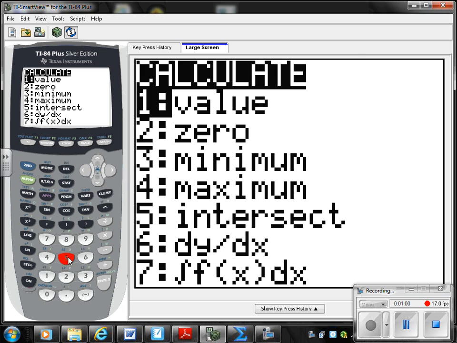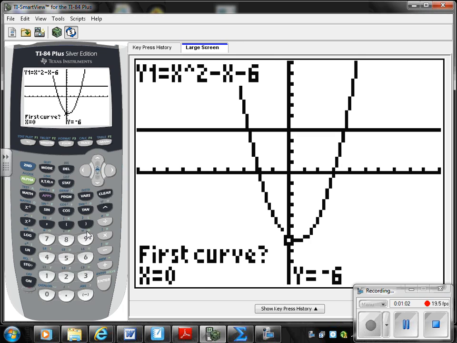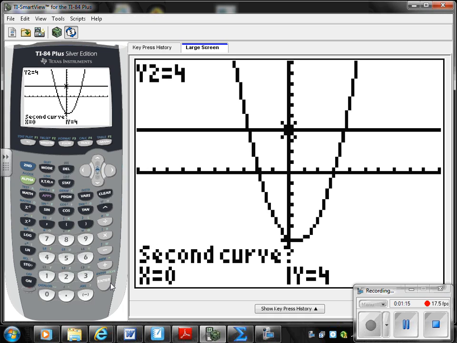So I'm going to hit 5, and we get slightly different questions here. It's asking me, what is the first curve? Is this my first function? Well, that could be my first, or it could have been my second. It doesn't really matter. I'm just going to hit enter. Yes, that's one of the functions I'm using. What's nice then, it's going to skip over to y2, and it's asking me, is this my other function? Well, yes, it is. So I'm going to hit enter again.